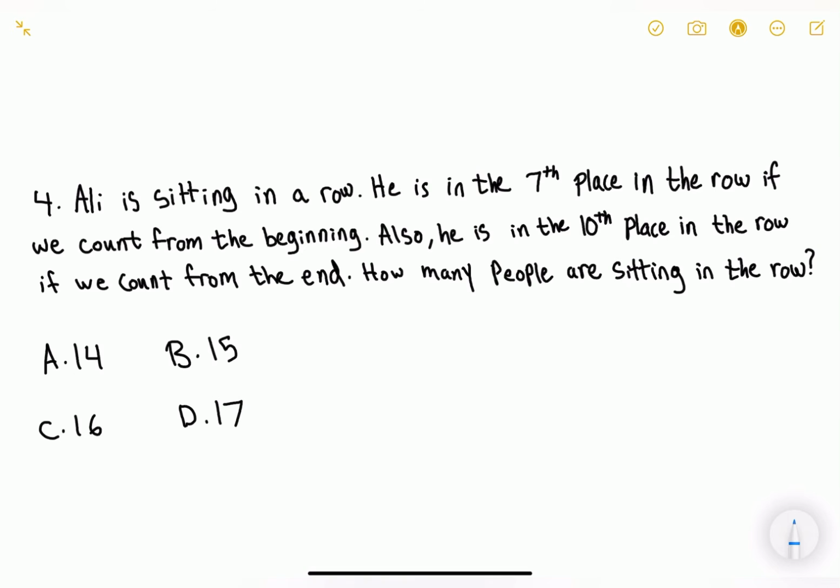This is a very simple question. All we have to do is apply a simple rule. Simply add 10 plus 7. 10 plus 7 is equivalent to 17. The question is saying that Ali is in the 7th place from the beginning and in the 10th place from the end. It means we have to subtract him, because we counted him twice and we were only supposed to count him once. So we minus 1 and our answer is simply C.